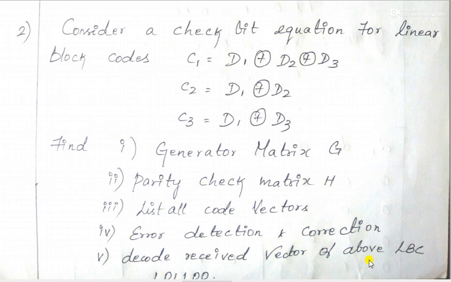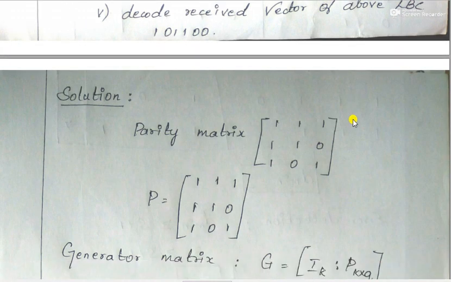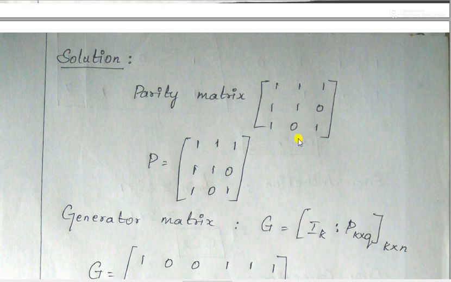The received bits are given as 101100. Now the check bit equations are given, so from this first we want to find the parity matrix P. C1, C2, C3 are given, so column-wise we write the first column 1 1 1, and the second column 1 1 0, because D3 is not there, so 0. The third column is 1 0 1, because D1 is available so 1, D2 is not there so 0, and D3 is here so it is 1. So the P matrix is 1 1 1, 1 1 0, 1 0 1.